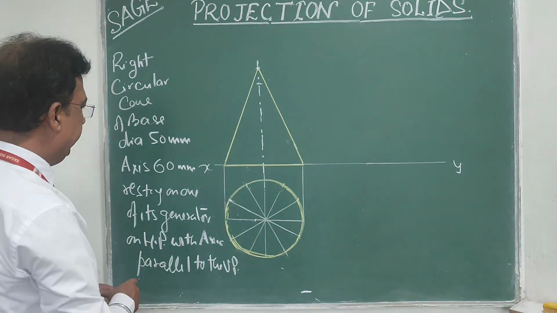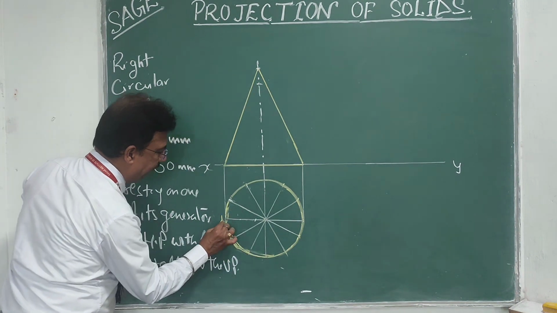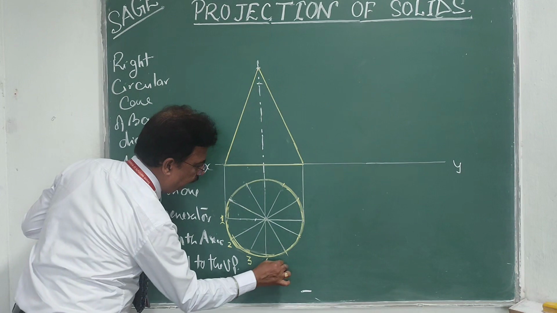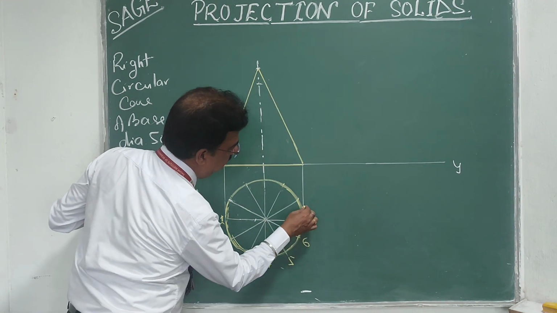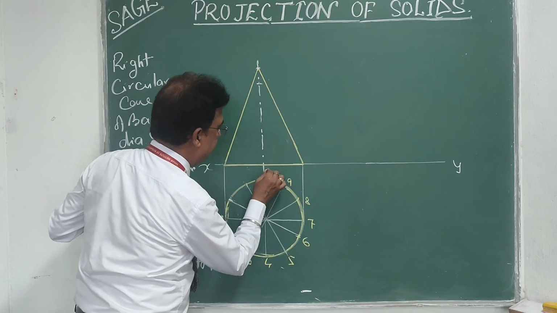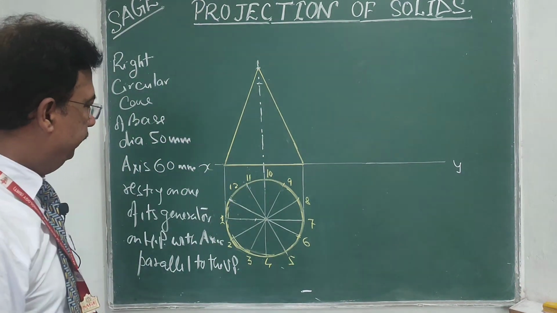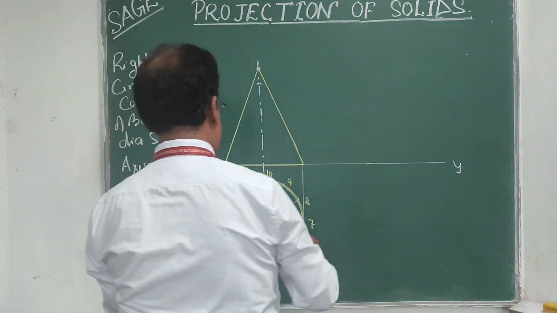After that, we will name these points. I will start from the extreme left. So this will be 1, 2, 3, 4, 5, 6, 7, 8, 9, 10, 11 and 12. So 12 points I have already marked.